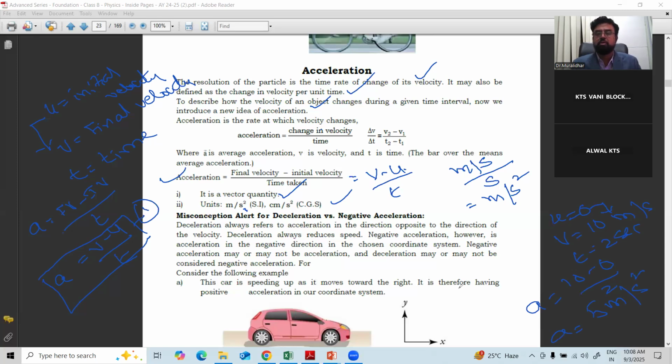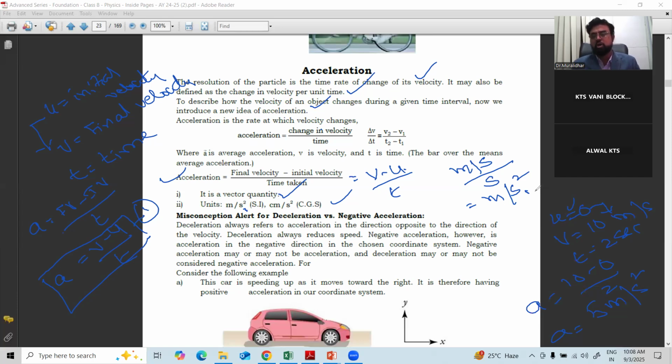Simple. A body starts from rest, or a cycle starts from rest, a vehicle starts from rest. Rest means initial velocity 0. As initial velocity is 0, we can take the acceleration as 5 meter per second square. Clear. So this is a very important term when a body is in motion, that is acceleration.